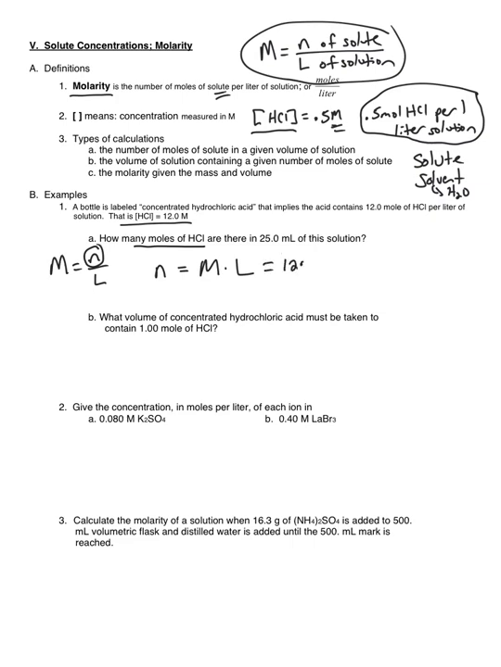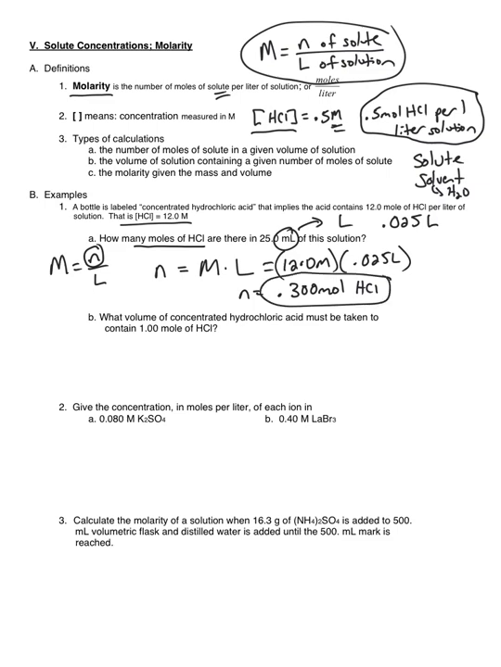So we have a 12 molar solution. The big key is that this is 25 milliliters. You have to be able to convert that into liters. There's 1,000 milliliters in a liter, so you'll divide it by 1,000. Taking 12 molar times 0.025 liters, we get 0.3 moles of HCl. So that would be how many moles of HCl there would be in a 25 milliliter sample.